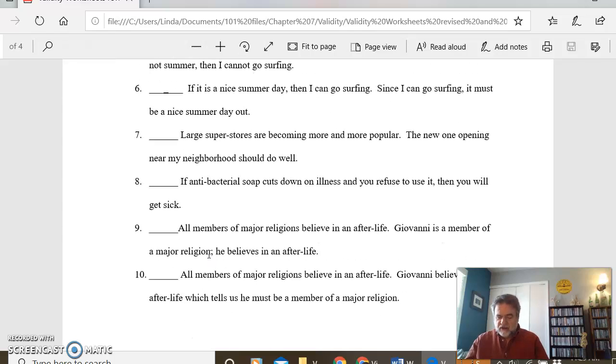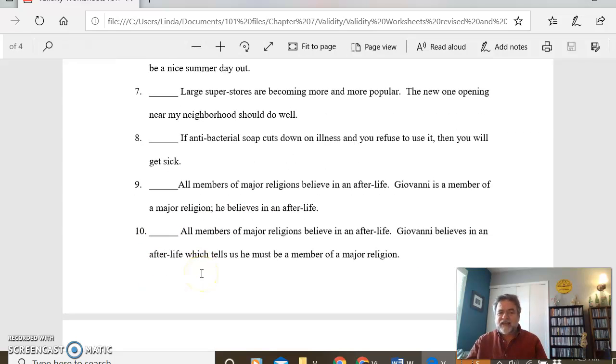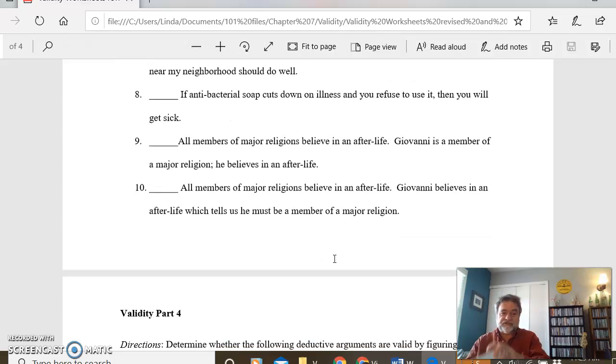Number 9, all members of major religions believe in an afterlife. Giovanni is a member of a major religion. He believes in an afterlife. That is valid. Number 10 is invalid. You could put it this way: if a person is a member of a major religion, antecedent, consequently believes in an afterlife. Here we have him believing in an afterlife, which tells us he must be a member. That's affirming the consequent. And actually, that's just the way it works oftentimes.